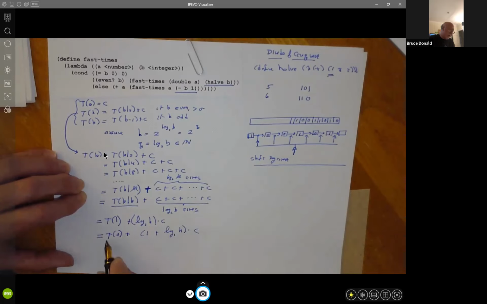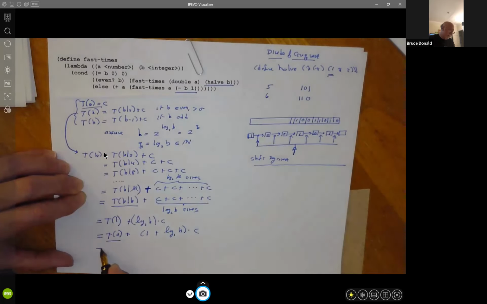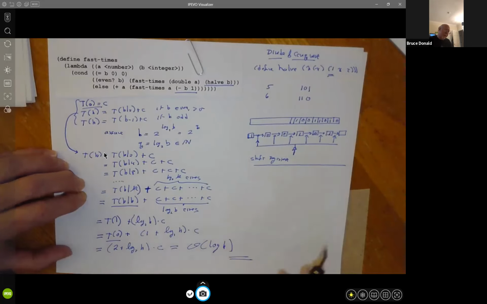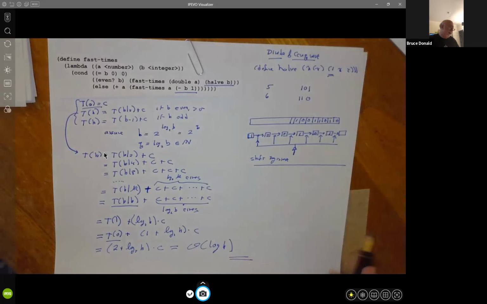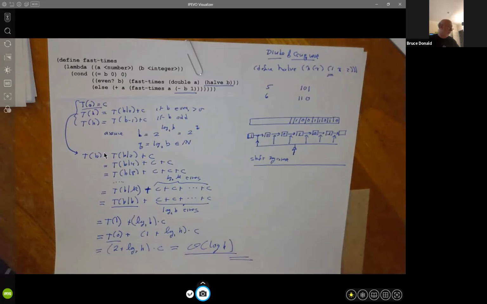We're almost there. Now we can look up the value for t of 0 in a recurrence. It's also a constant. This then works out to be 2 plus log base 2 of b times c. There's a lot of constants in here. This basically is equal to log b as desired, because everything else is a constant. And so now we've proven that in the case where b is a power of 2, fast times runs in time only logarithmic asymptotically in the size of b by solving the recurrence.